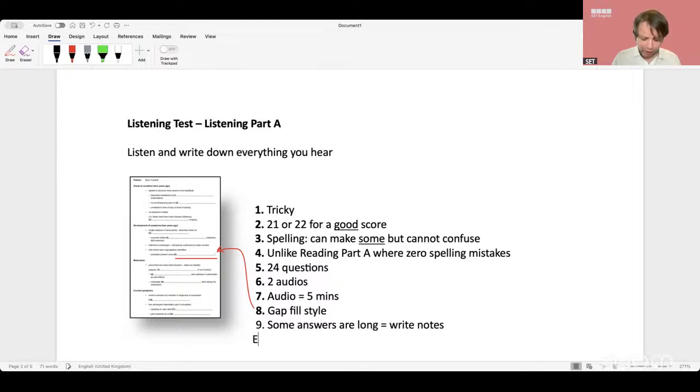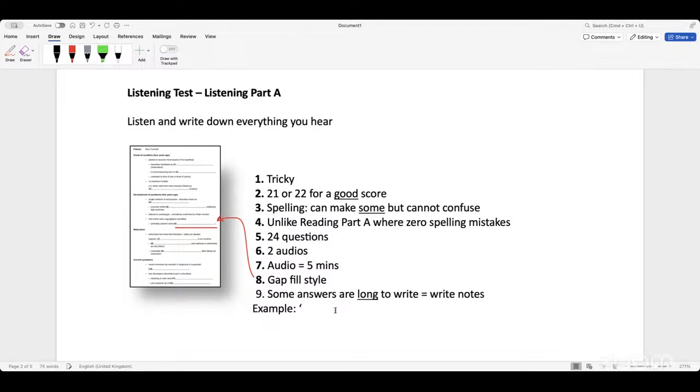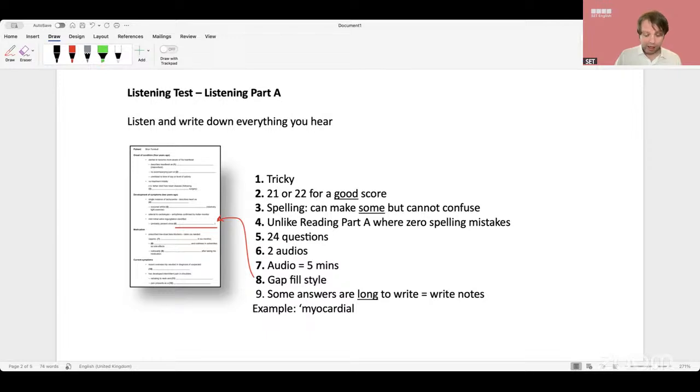What example did I give of a very long answer? Myocardial infarction. Good listening. Maybe you don't want to write that down during the test. Does that make sense, guys? You could just write maybe MA, or you could write it in your own language even, okay?